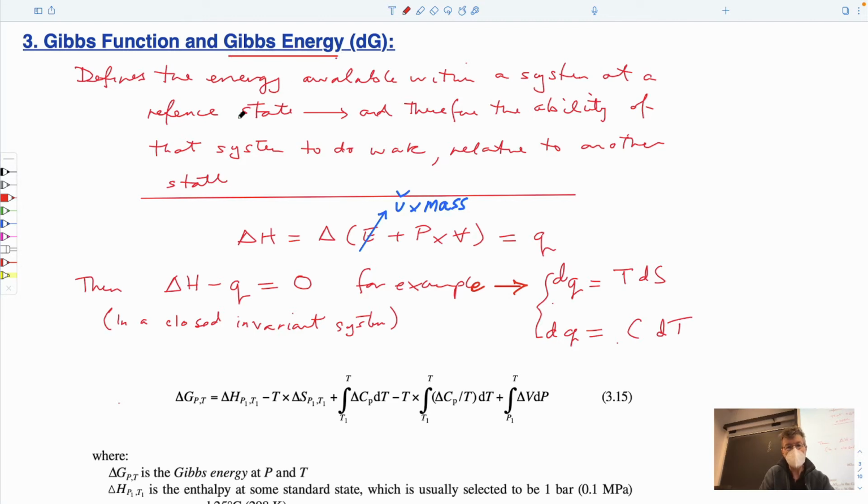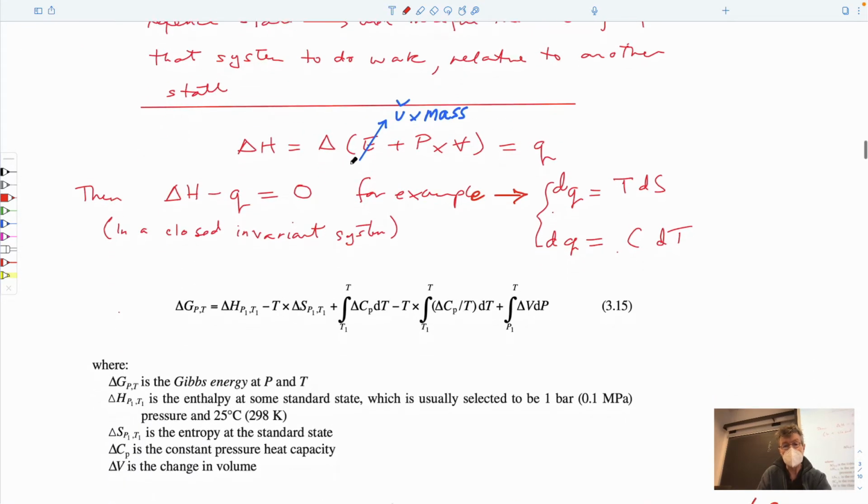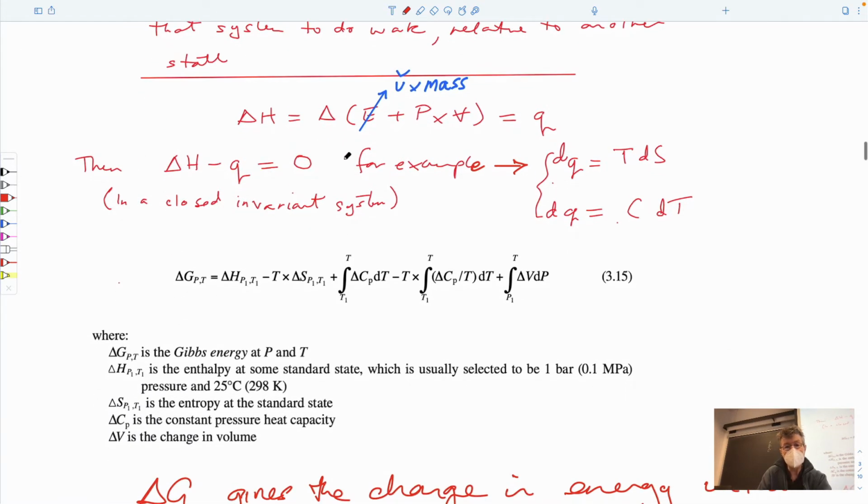And we can define that as the energy available in the system at a reference state, and therefore the ability of that system to do work relative to another system which is a different energy state. And so we can use, again, our definition of enthalpy, which is the internal energy multiplied by pressure and volume with the system.